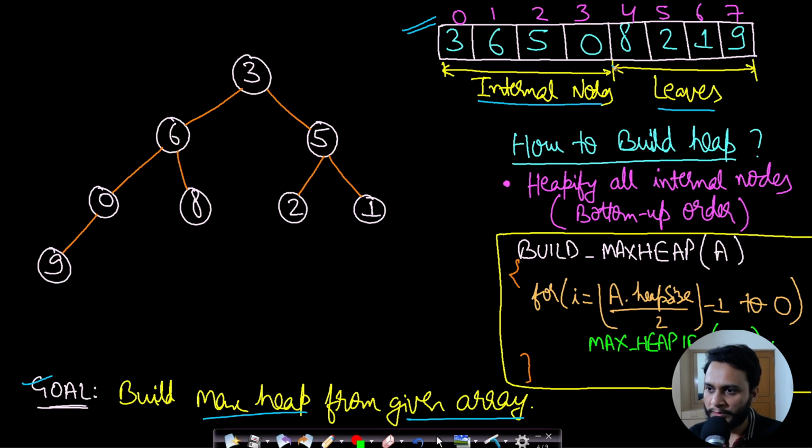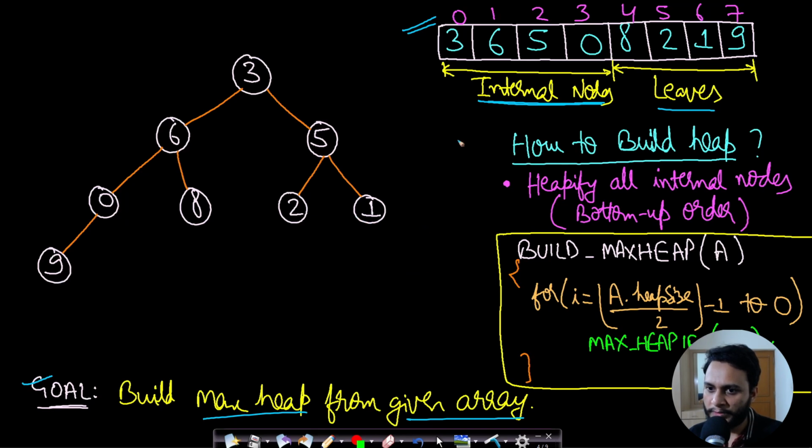Now having known that, I have already told you that the leaf node will always follow the heap property. Either you talk about the max heap or the min heap property, it will always follow the heap property, right? So the only nodes which we need to take care of are the internal nodes. Now if we just heapify the internal nodes, then our entire array will become a heap. So let us max heapify this entire heap.